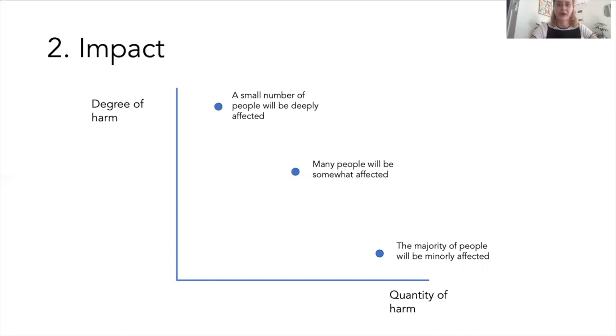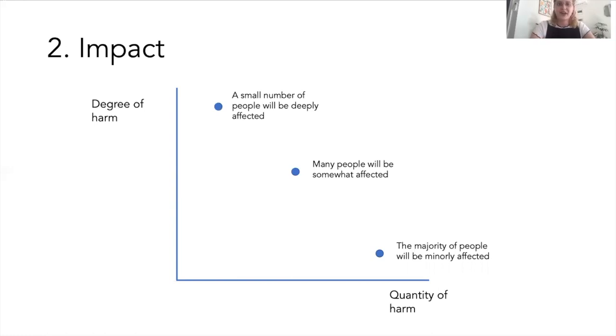So you see the three different points on the graph here. The first one, a small number of people will be deeply affected. So let's say, 1% of people will die if this motion goes ahead. Second, many people will be somewhat affected. So people are affected by broad brush policies that raise their rent, make their lives more expensive, make things harder to do. And then finally, the majority of people will be affected in a minor way. Everyone in the world gets a paper cut or something like that.